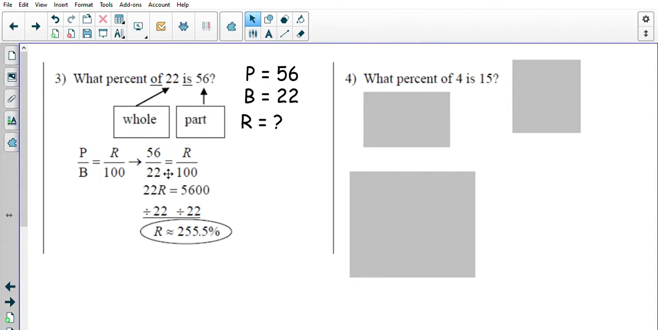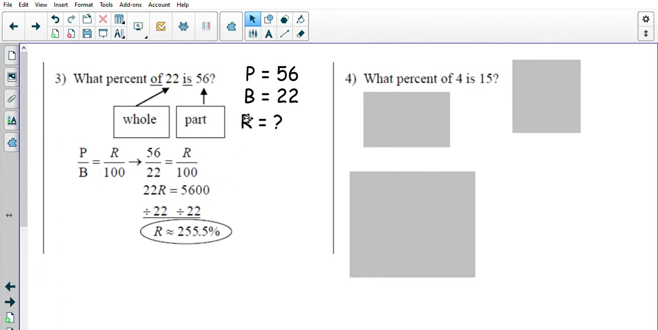56 over 22 equals r over 100. We cross multiply. 22 times r is 22r. 56 times 100 is 5600. Divide both sides by 22. And 5600 divided by 22 is 254. Oh, that should be 254. I wonder how that ended up.